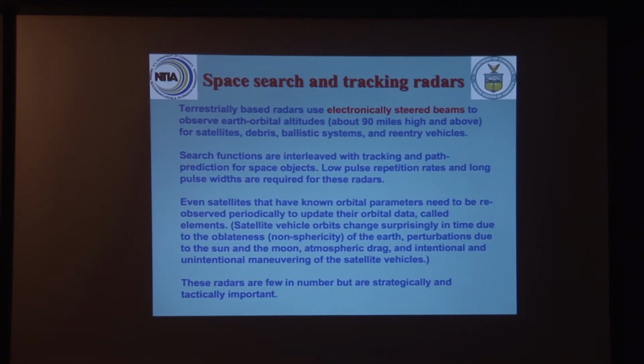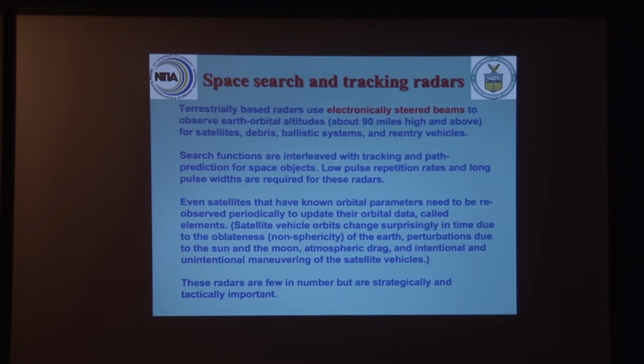Now, go to the ultimate long-range radar, space search and tracking. These are terrestrial-based radars that are using electronically steered beams to observe things up at Earth orbital altitude. So that's about 90 miles high and above. They look for satellites, they look for space debris, they look for ballistic systems, and they look for re-entry vehicles. They interleave search functions with tracking and path prediction for space objects. Obviously, at long ranges that they operate at, they have low pulse rep rates and long pulse widths.